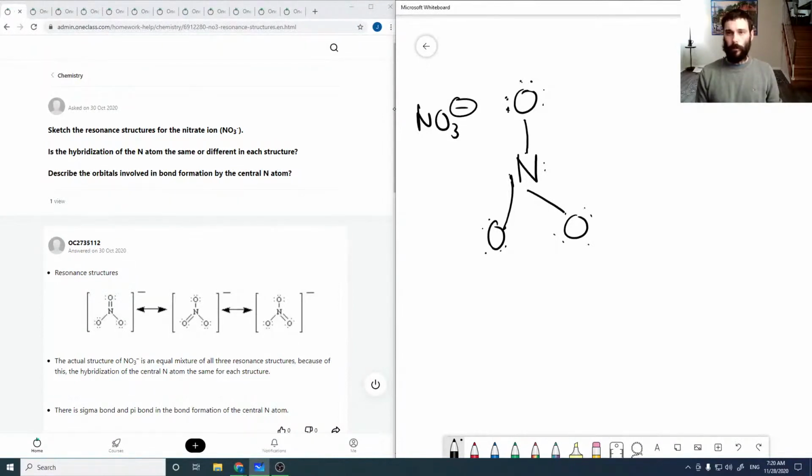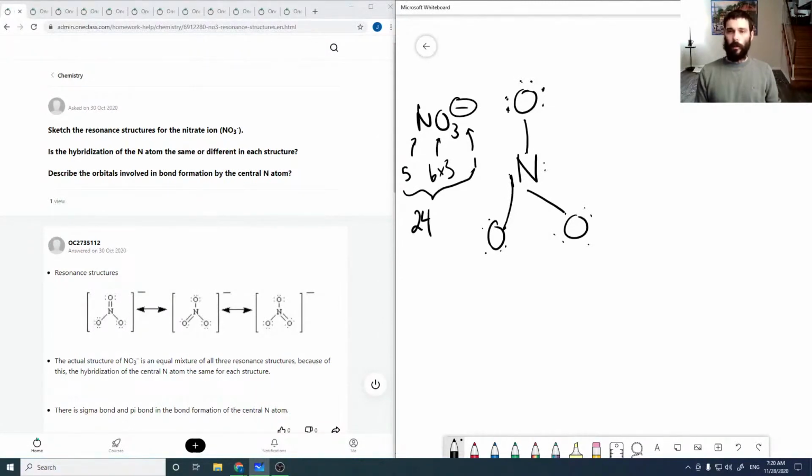We can make sure that we didn't mess anything up by counting. So we've got 5 valence electrons here. Each oxygen has 6, so there's 6 times 3. And then this is an extra 1 electron. So 6 times 3 is 18, plus 5 is 23, plus 1 is 24. So there should be 24 electrons.